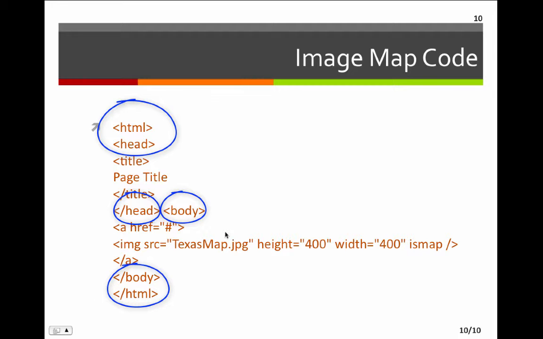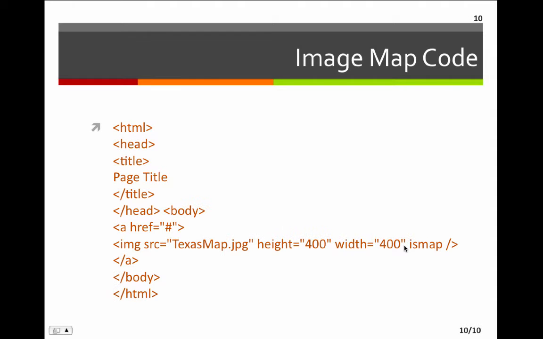So within that, all I'm going to have is a reference, the A tag using the href attribute, and notice it has the pound, and that's saying this page. The pound means I'm staying on this page. So the reference goes to the page I am on, which is just this simple page. And what image am I using on it? I'm using the Texas map. It's in the same folder. Its height is 400, its width is 400, and then the isMap attribute.